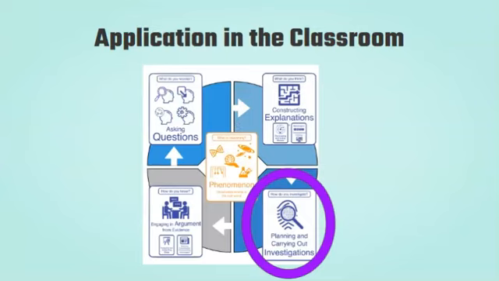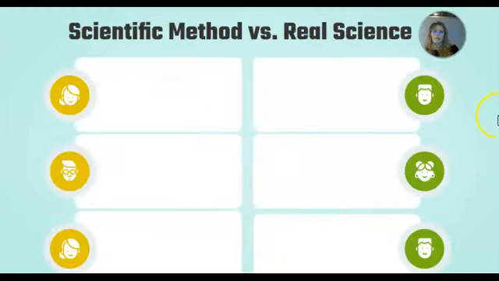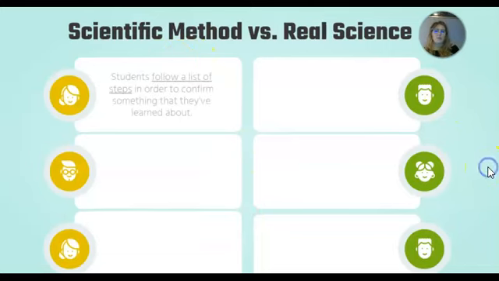So to understand what this switch looks like, we're going to zoom in to planning and carrying out investigations. As we look at this, keep in mind that the right is going to show not only more NGSS-like practices in your classroom, but also practices that mirror real science to a greater degree and that also allow for more student agency in the process of sense-making. So if we're moving away from the scientific method, here are some shifts that you might see.